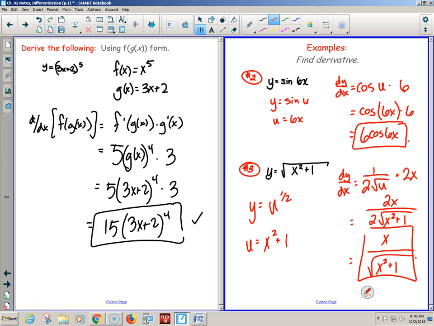Bring down a 1/2, negative 1/2 power, pops the square root in the denominator, and then you go ahead and plug it in and simplify it. How we doing? Was it too mean to give you a radical one? Sorry. Didn't mean to be mean.